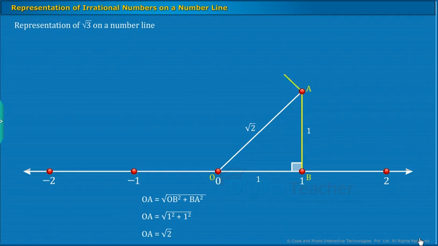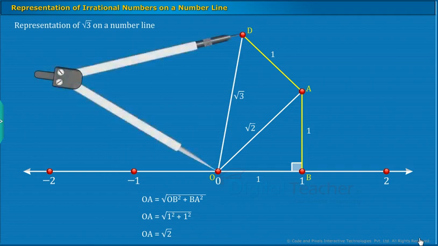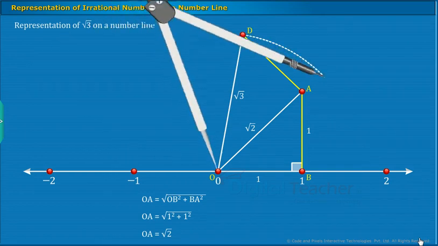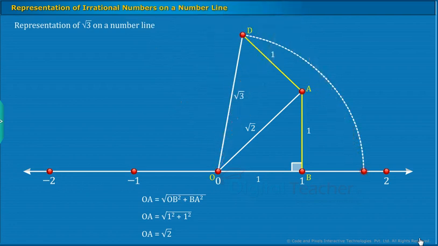Now, draw the perpendicular line to OA of unit length and mark it as D. Now, join OD. Then take OD as radius, that is, length of root 3, and construct a circle such that it meets the number line, and mark the intersecting point C. So, OC is also a radius of the circle, which is the representation of root 3.